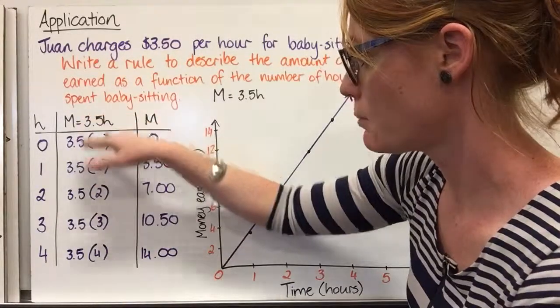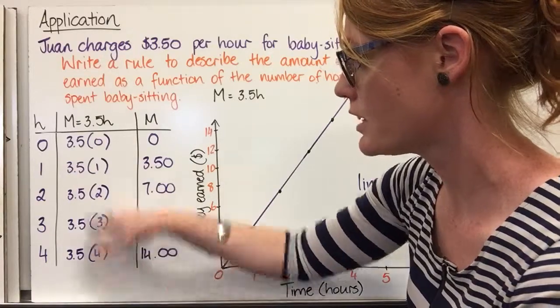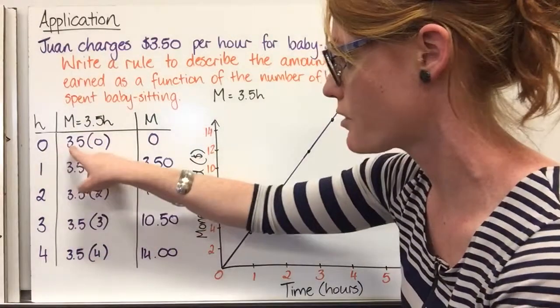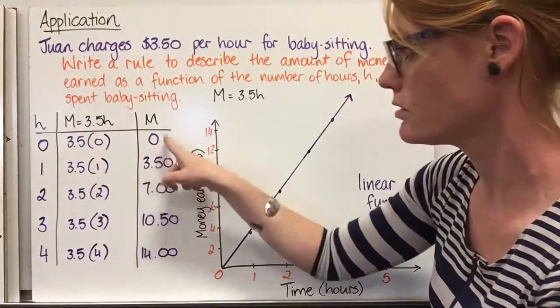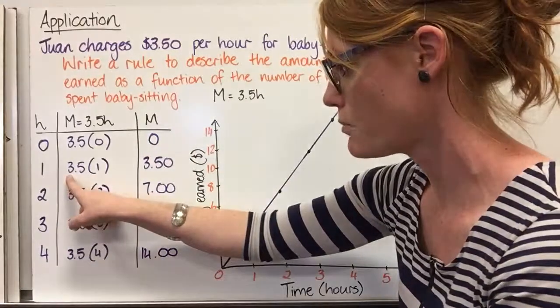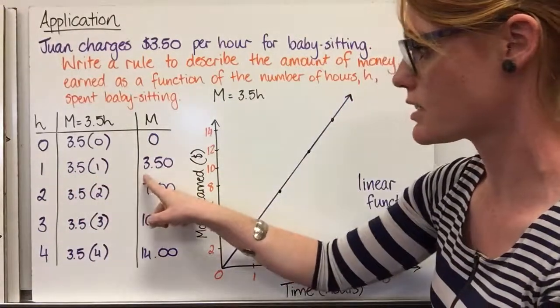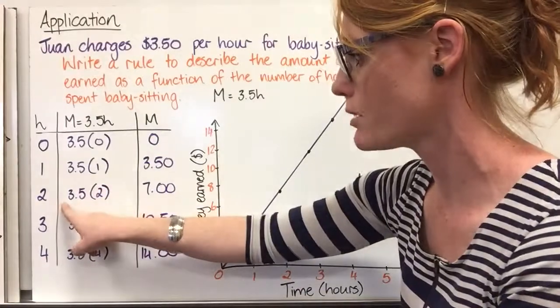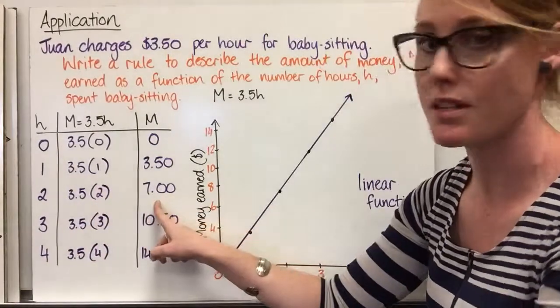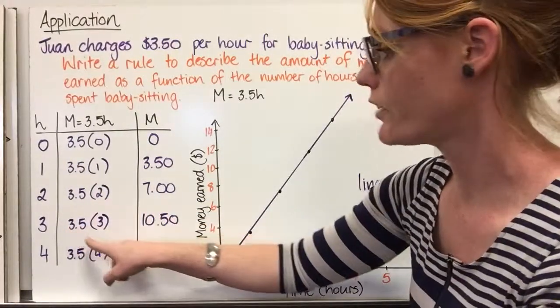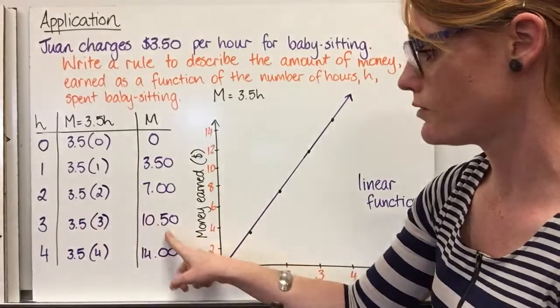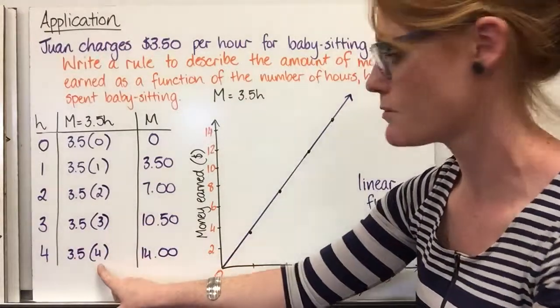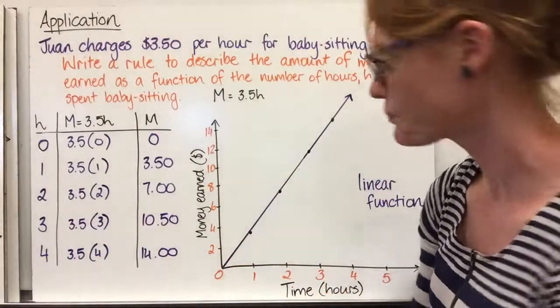So if we go ahead and plug our input values into our function, we have 3.5 times 0 gives us 0. We have 3.5 times 1 gives us 3.50. We have 3.5 times 2 gives us 7. 3.5 times 3 gives us 10.50. And 3.5 times 4 gives us 14.